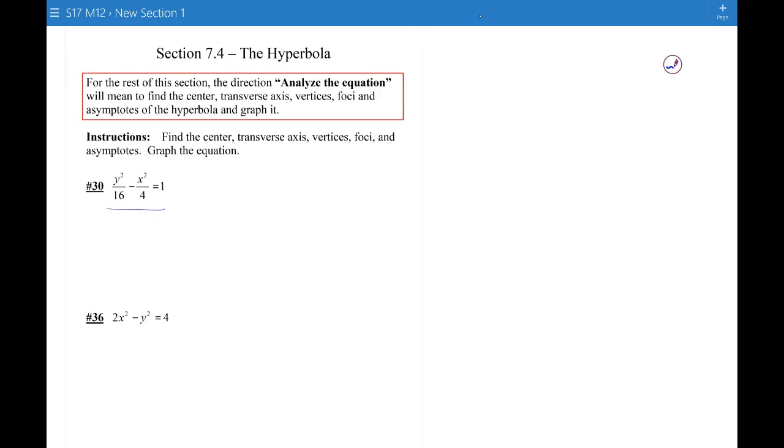So I would look at this equation and I would say, let's see, I look under the y and I see that I need to go plus and minus 4 in the y direction to get to the vertex points. And I know the y comes first, so I know the transverse axis has to go in the y direction. Then under the x squared number, I see 4, so I make the same two dots that I made for the ellipse, but now the way I use the dots is different.